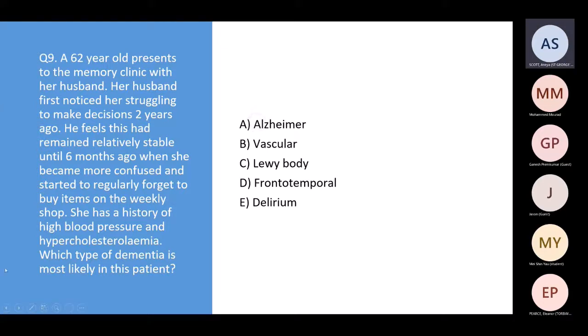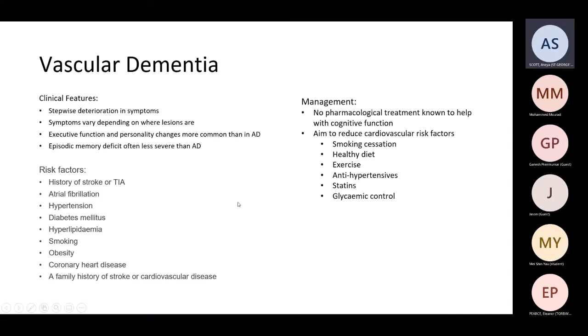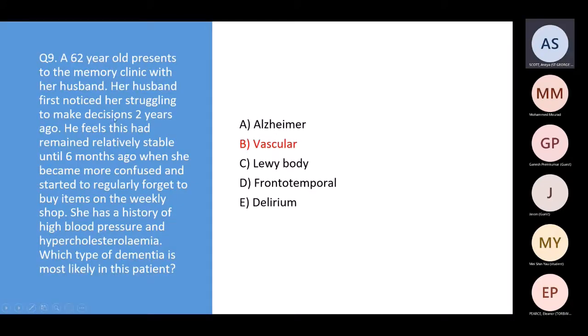All right, so the answer is B. That is because she's got this stepwise deterioration in symptoms. Sorry, I'll go back to the question. She's got a long-standing history of cognitive decline, so that means it can be counted as a dementia. But he felt it was quite stable, and then it's suddenly getting worse, and she's also got these cardiac risk factors as well. So she's got the high blood pressure and the hypercholesterolemia.